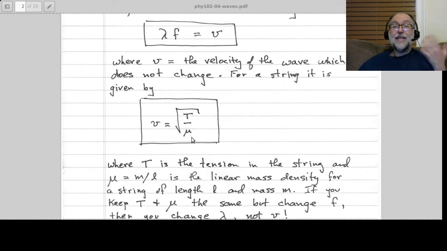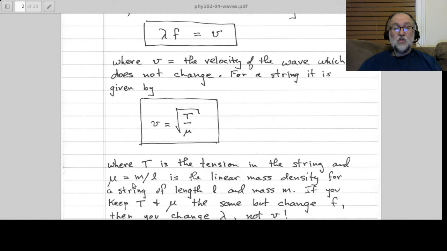And mu is what's known as the linear mass density. It's basically how much mass does the string have per unit length? Something like 15 grams per meter. So if you've got a guitar string, suppose you have a meter of that string and it weighs 15 grams, the linear density would be 15 grams per meter.